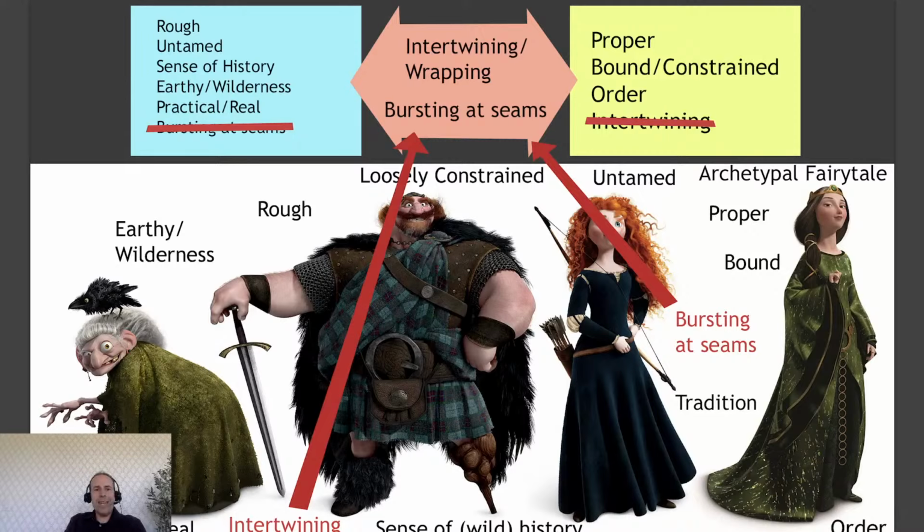The rough, untamed, earthy, practical stuff is not doing stuff to these things in an intertwining way. What it's doing is bursting at the seams. So these are the seams, and this stuff is bursting at the seams through these designs. Likewise, this kind of proper bound constrained stuff, it's not bursting at the seams for that. That's not what it's doing. When you look across these designs, what it's trying to do is control.